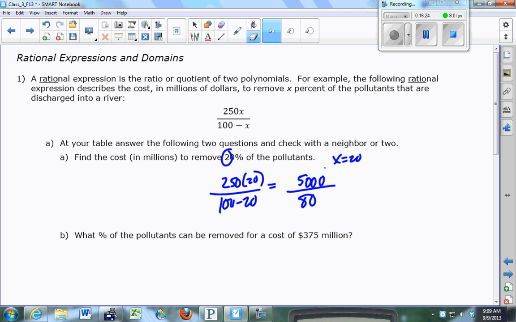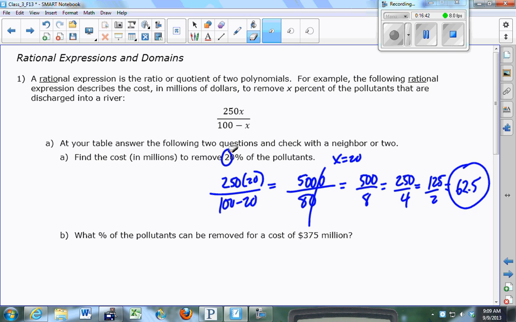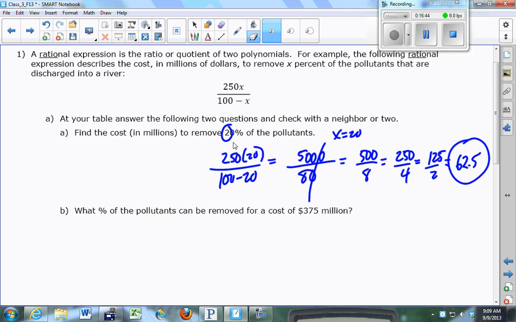Divided by 80. Chop off 10, divide both top and bottom by 10, and you get 500 over 8, which is the same as 250 over 4, which is the same as 125 over 2. I don't have a calculator, which is 62.5 million. Okay? What percent of the pollutants can be removed for 375 million?